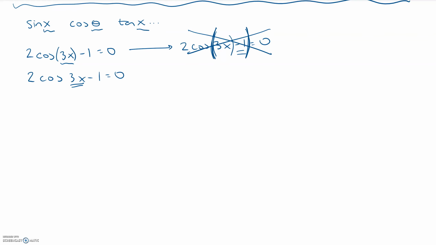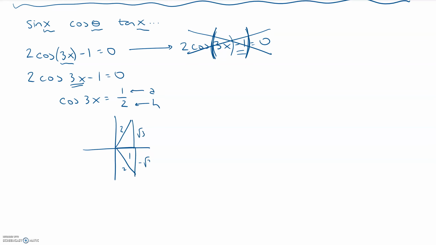So I'm going to add 1, divide by 2. I have cosine 3x equals 1/2. Cosine is adjacent over hypotenuse, so I'm going to look for a positive 1 adjacent, a 2 hypotenuse. That makes a 1, 2, square root of 3, and a 1, 2, negative square root of 3. We have little 60-degree reference angles. So the angles that are the answers we're looking for are 60 and 300. Now writing these in radians, we would have pi over 3 and 5 pi over 3.